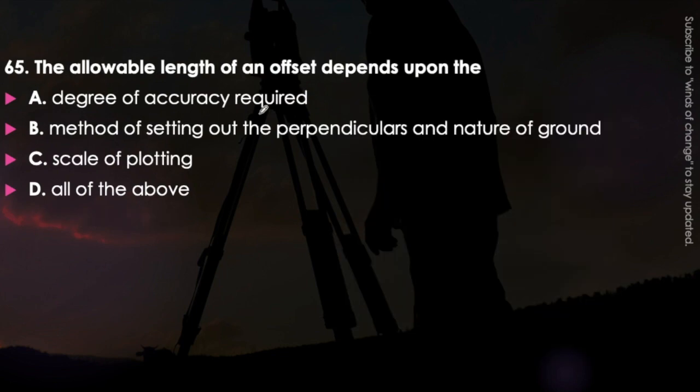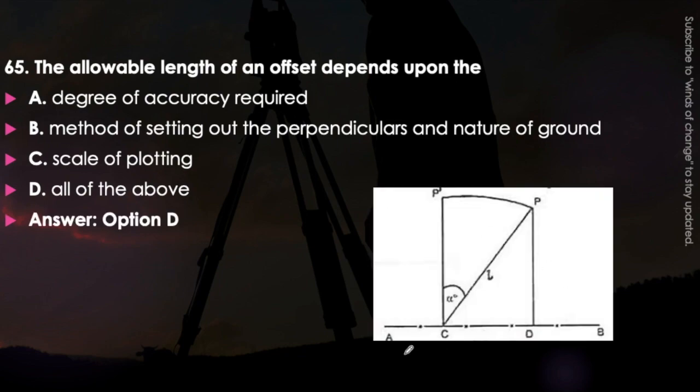Next question. The allowable length of the offset depends on the degree of accuracy required, method of setting out the perpendiculars and nature of ground, scale of plotting, or all of the above. Here it is being asked the allowable length of the offset. Let's say this is the main line and we have to provide an offset here. Just think about it, it will depend upon all of these. Let's say this is the main line and this is the offset that is being obtained. First of all, degree of accuracy required.